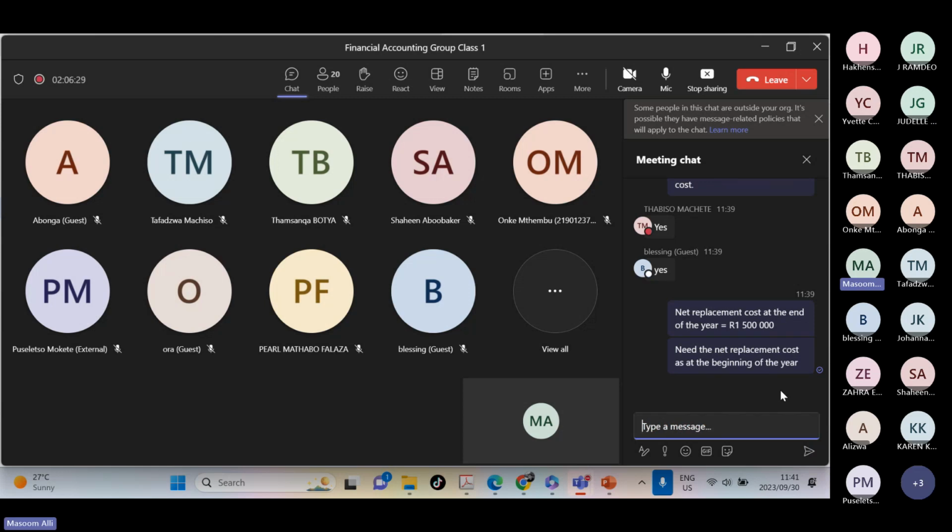So let's say that our remaining useful life at the end of the year was 5 years. To get to the net replacement cost at the beginning of the year, you're going to have to just say net replacement cost at the end of the year divided by our remaining useful life at the end of the year, multiplied by the remaining useful life at the beginning of the year.